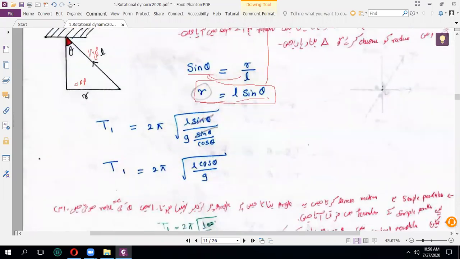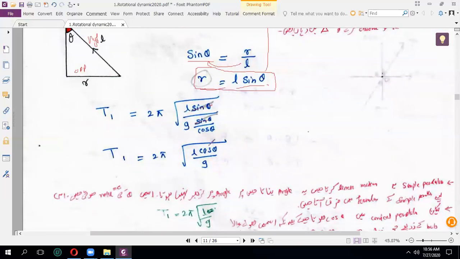What we are getting here? In place of R, L sin theta, and in place of tan theta, sin theta upon cos theta. Now this sin theta and this sin theta are cancelled. What we are getting: T is equal to 2 pi square root of L cos theta upon G. This is the equation of the time period of a conical pendulum.